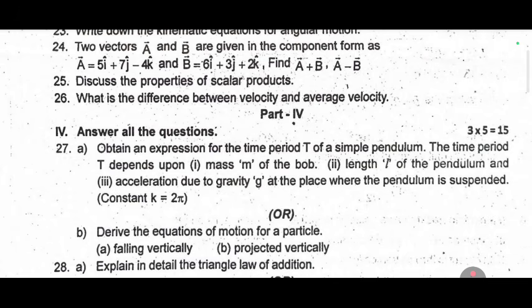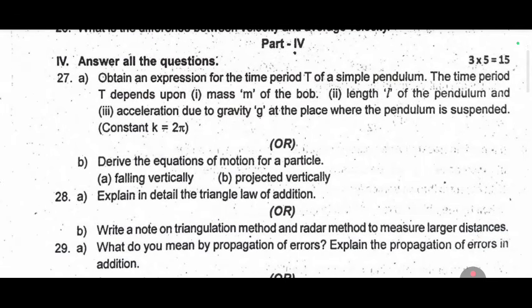Next, part 4, answer all the questions. 27, obtain an expression for the time period T of a simple pendulum. The time period T depends upon mass m of the bob, length l of the pendulum, and acceleration due to gravity g at the place where the pendulum is suspended. Or derive the equations of motion for a particle falling vertically, projected vertically.